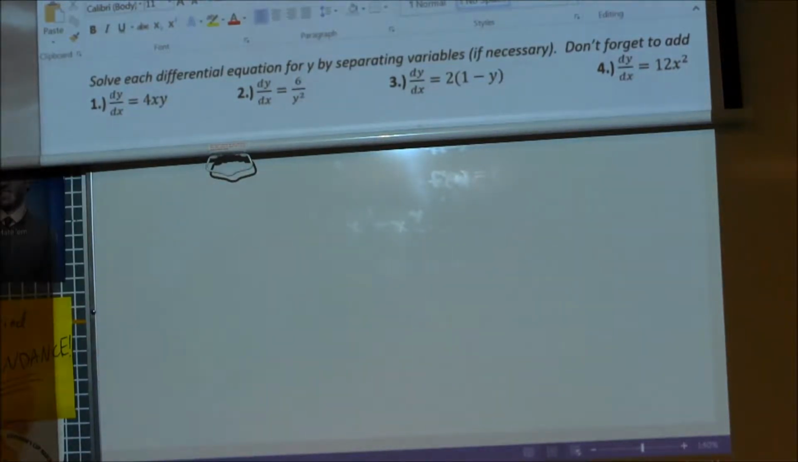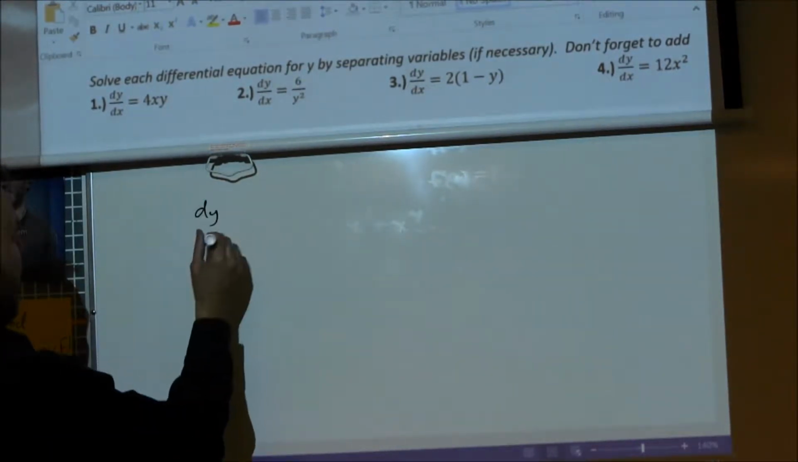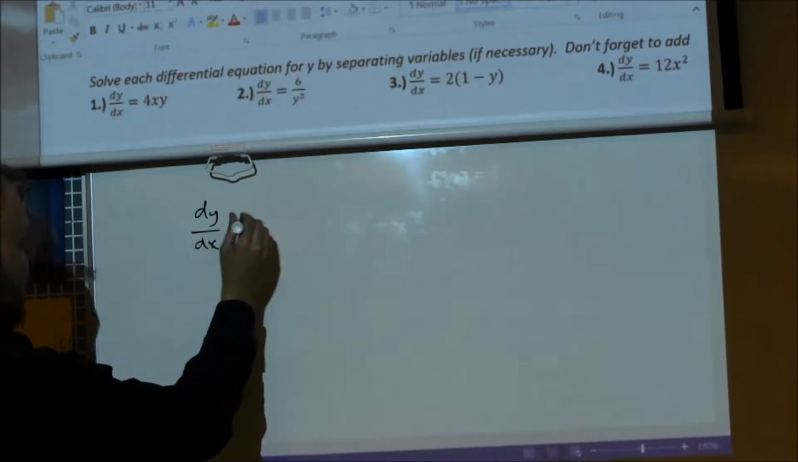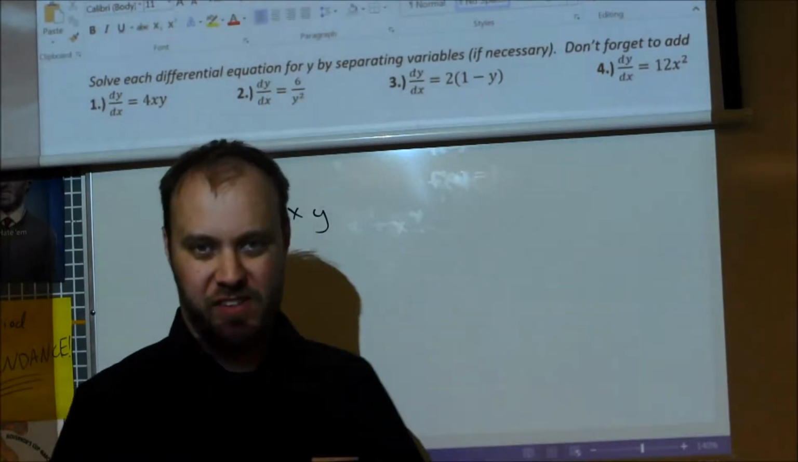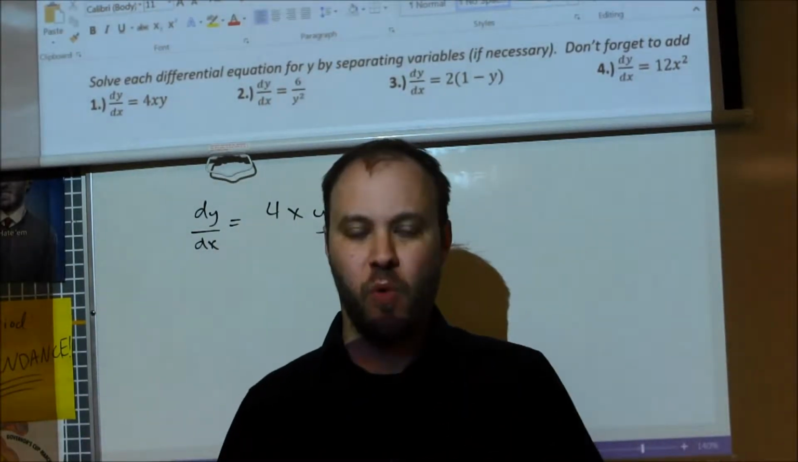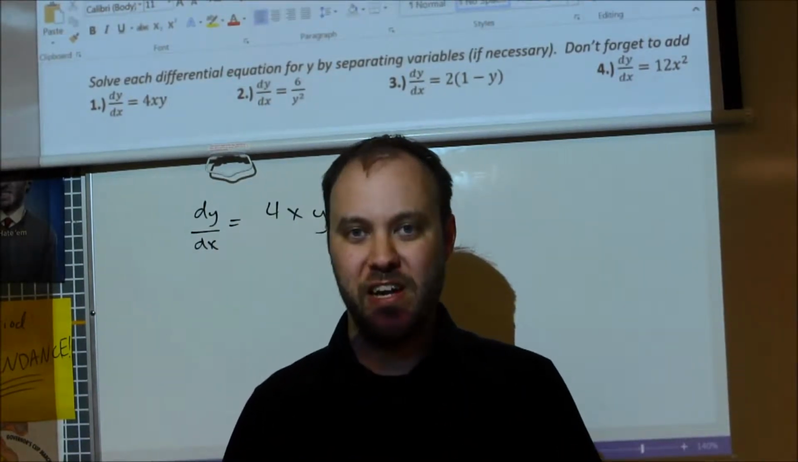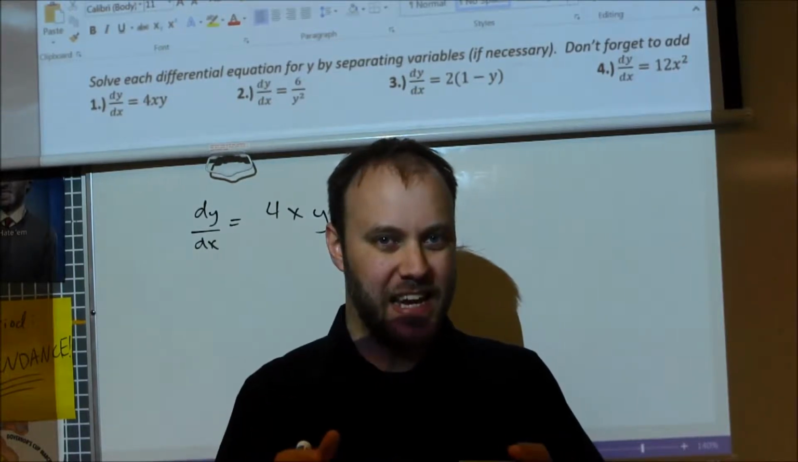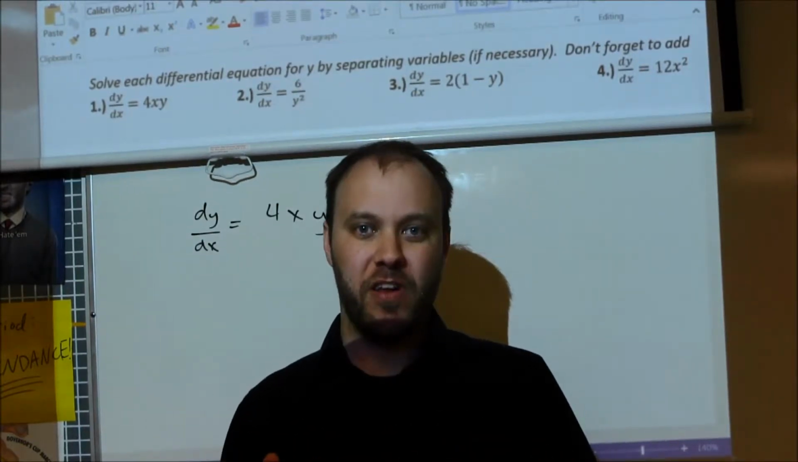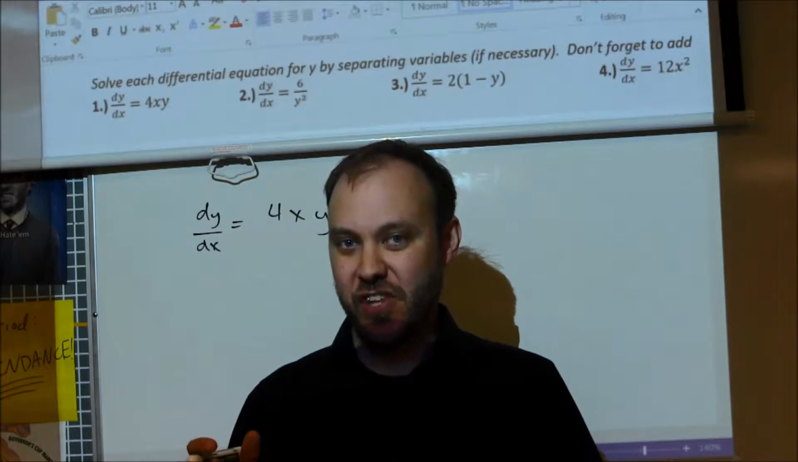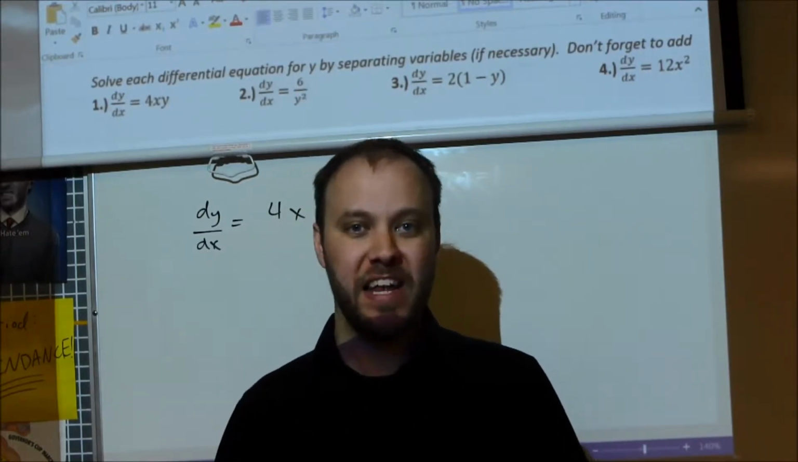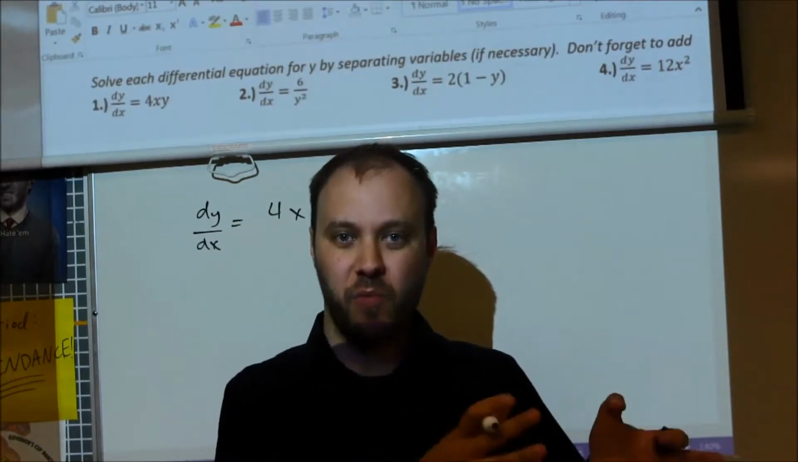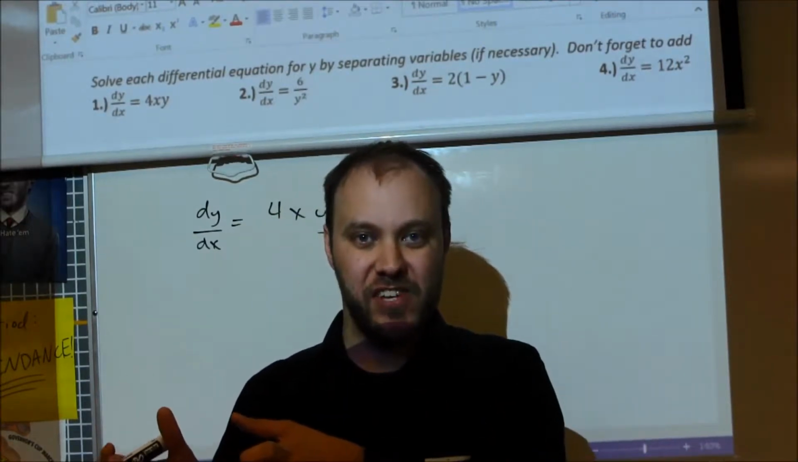The first one is dy/dx equals 4xy. Remember, the concept here is very simple. You've got x's and y's basically on the same side of an equation. You don't want to take an integral with x's and y's in the same part of the equation. So the idea is that you multiply and divide. You don't want to add and subtract, but you could multiply and divide to try to get all the y's on one side, all of the x's on the other side.